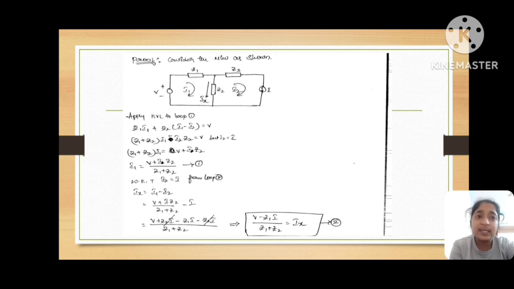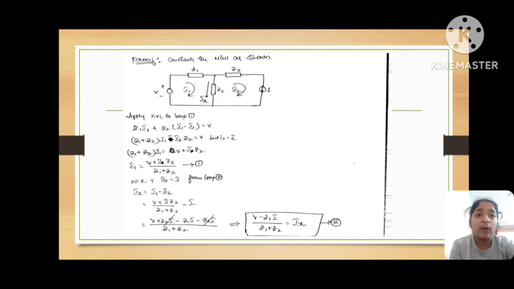We know that I2 is equal to I. From loop 2, the current Ix is equal to I1 minus I2, because it is in the position of Z2. So I1 minus I2, when applying KVL, is (V plus I Z2) by (Z1 plus Z2) minus I. Taking the LCM, Z1 plus Z2, we get (Z1 plus Z2) into I minus Z1 into I minus Z2 into I; Z2 I gets cancelled, and what remains is (V minus Z1 I) by (Z1 plus Z2), which is considered as Ix.